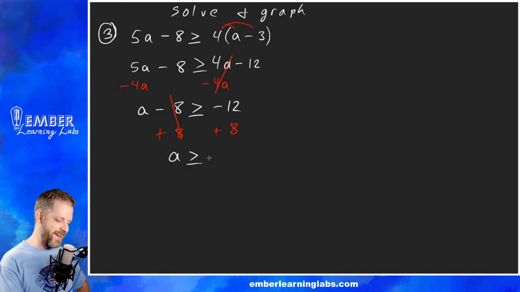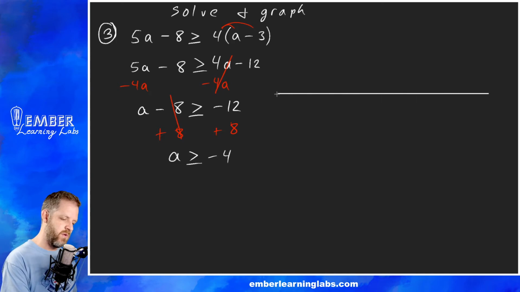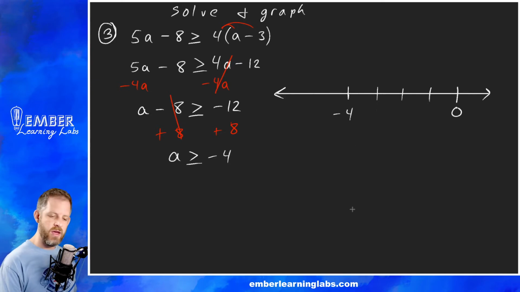Negative 12 plus 8 is negative 4. Now let's graph the thing. I'm going to put our 0 point on there, and we're going to go back negative 1, 2, 3, 4, and label it negative 4. And we're going to do a closed circle because it's greater than or equal to, right? And then we're going to shade in the greater than direction, the positive direction to the right, right?